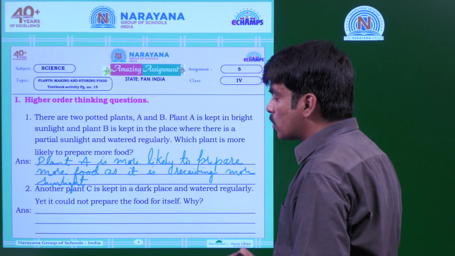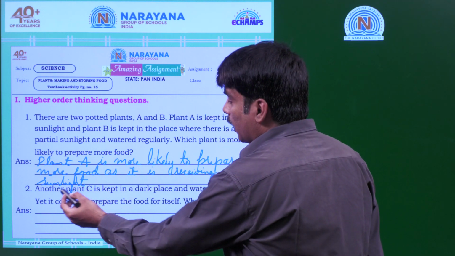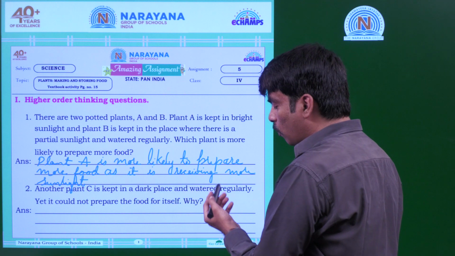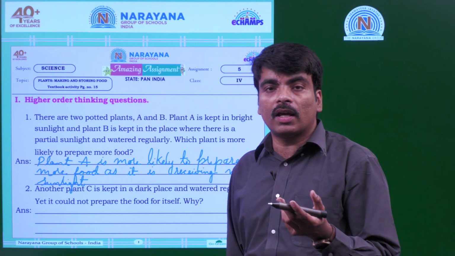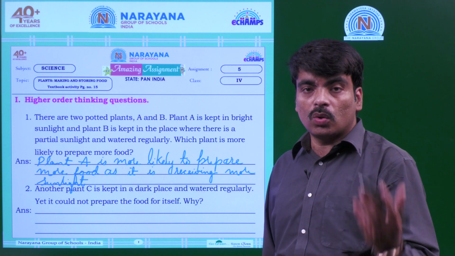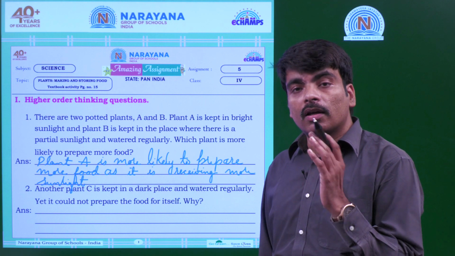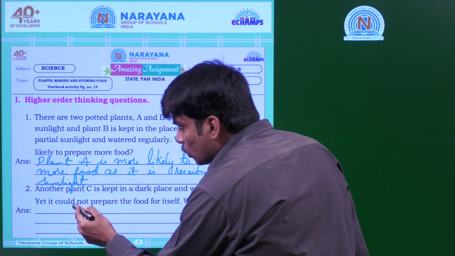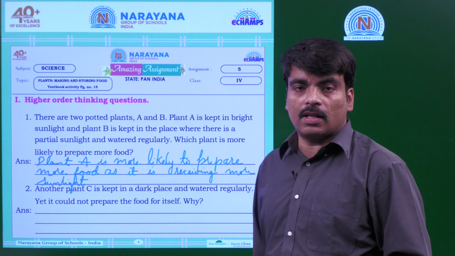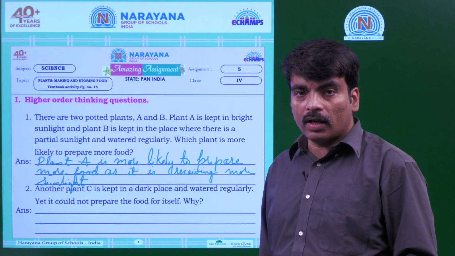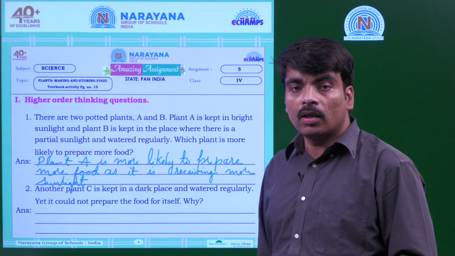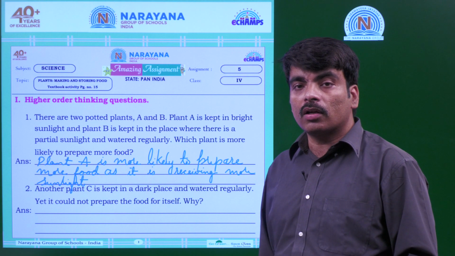Now coming to the next question. Another plant C is kept in a dark place and watered regularly. Another plant we have taken and named it C and placed in a dark place where there is no sunlight, and we are watering it regularly. Yet it could not prepare the food for itself. Even though we are watering it regularly, it is not able to prepare food for itself. Do you know why? Do you have any idea about it?